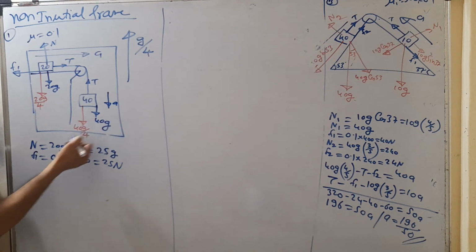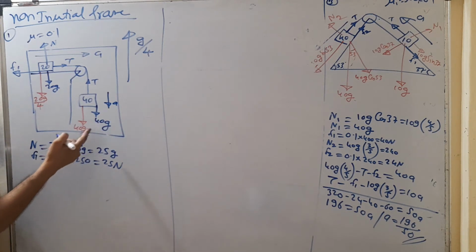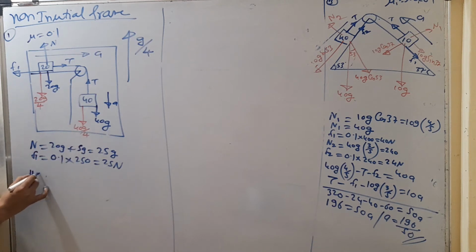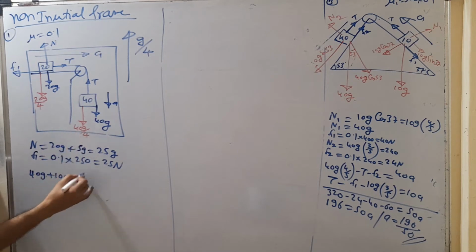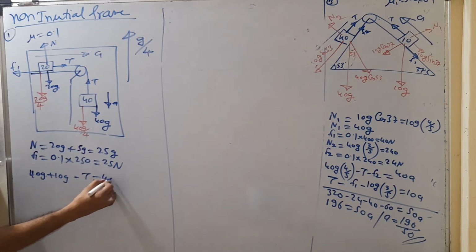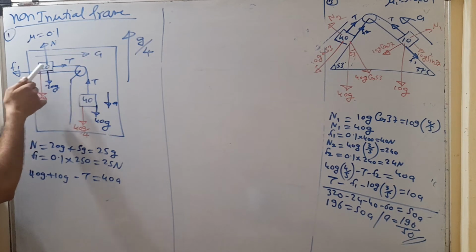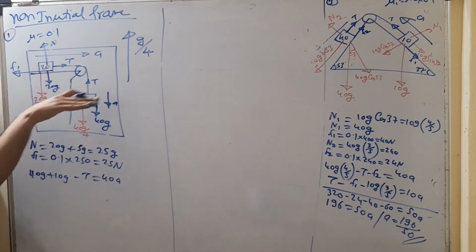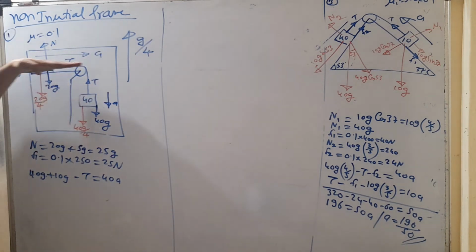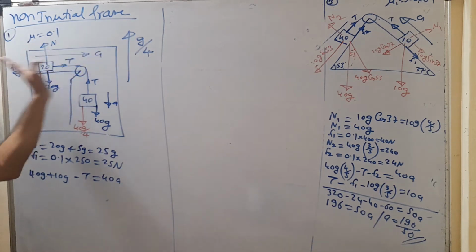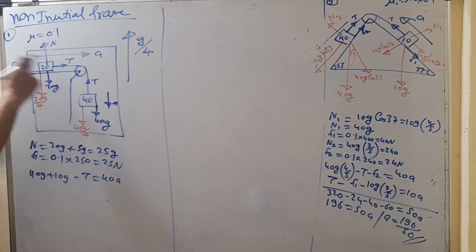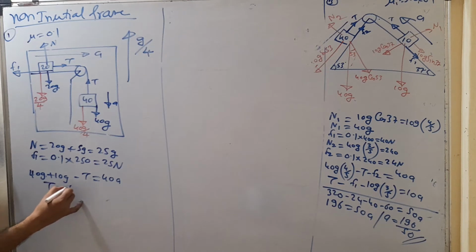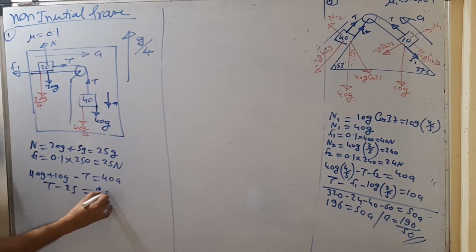Now write the equation for this. Two forces are acting in the downward direction: 40g by 4 and 40g. So this is 10g, 10g plus 40g. 40g is the weight and 10g is the pseudo force, minus tension, is equal to 40a. For this block, T is the force acting in the forward direction, and it is getting a frictional force in the backward direction. So T minus friction. F1 I have calculated, that is 25, is equal to 10a.